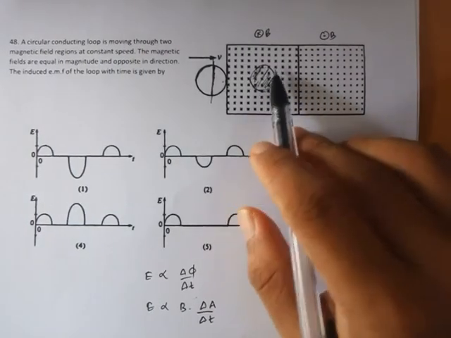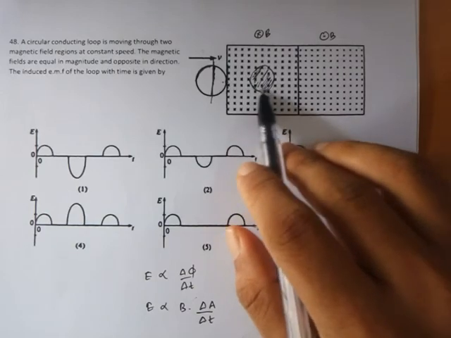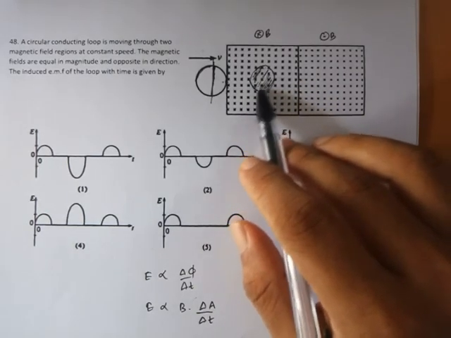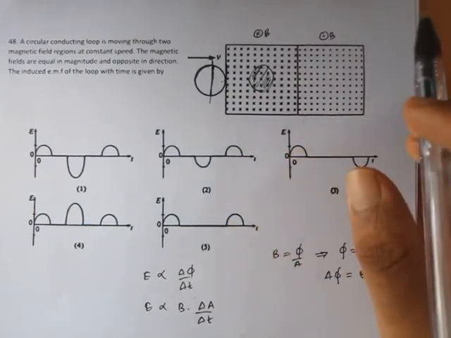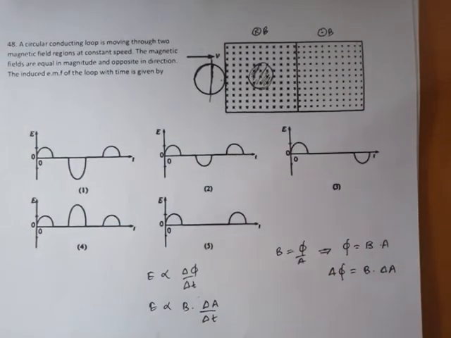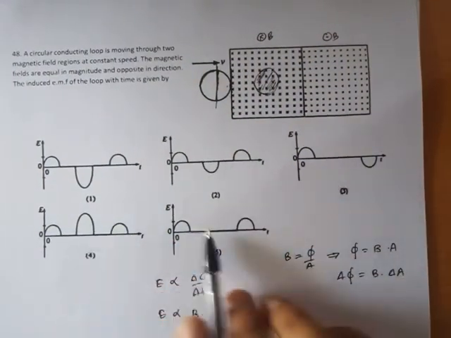Now when it's completely entered and moving towards the field, the area that interferes with the field lines is constant, it's not changing. So from this equation, change in area is 0, therefore the electric field is 0. So after that we want to have 0. Everything agrees with that.